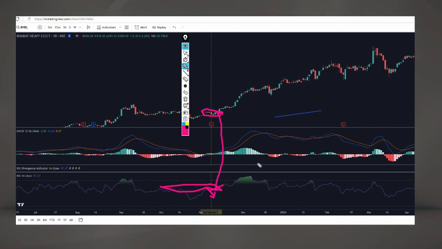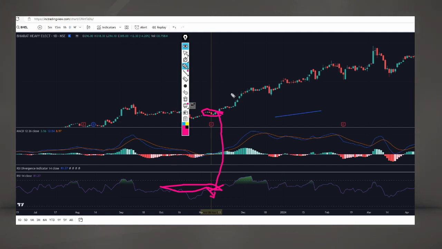Now RSI is an oscillator. That means it will always remain between 0 and 100. It cannot cross either level, but as a momentum indicator, MACD can go up to any level or go down to any level. There's no restriction. So this is how you can use RSI to confirm your decisions with MACD.